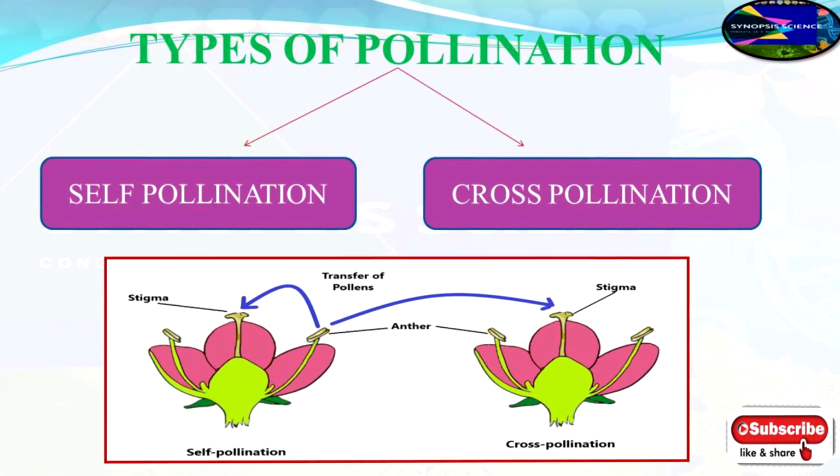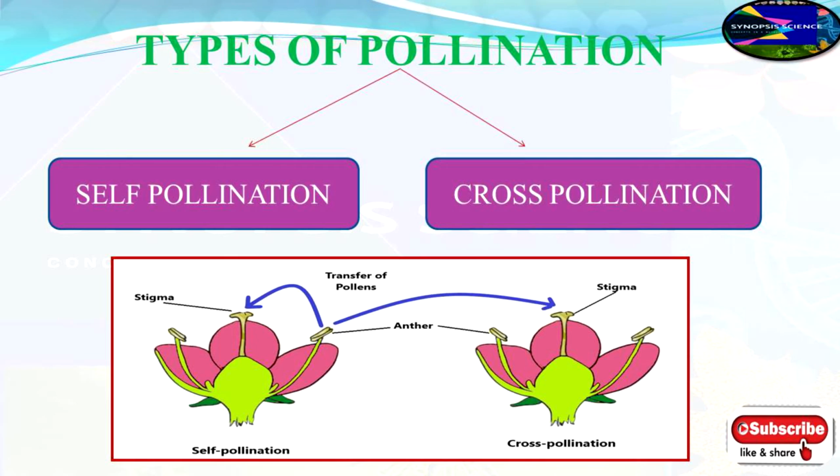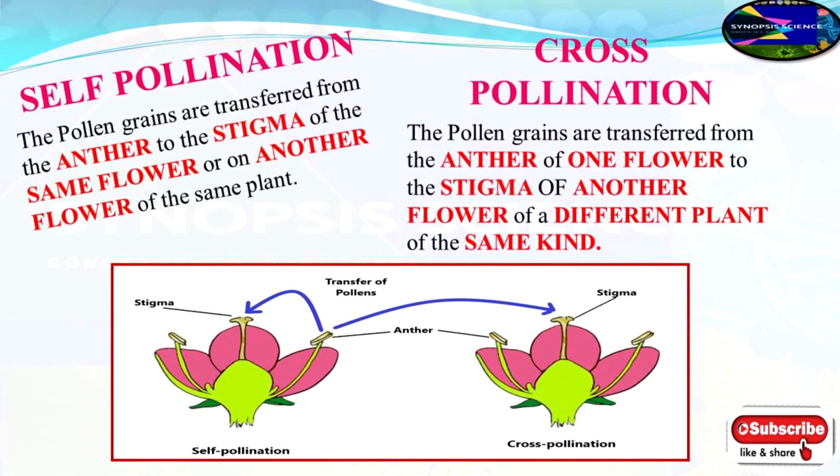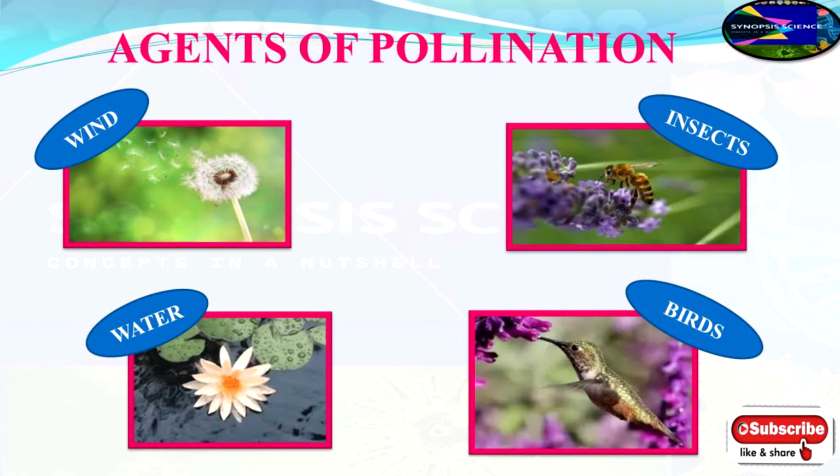This process of pollination occurs in two ways. First one is self-pollination and the second one is cross-pollination. In the first case, that is the self-pollination, transfer of pollen grains takes place within the same flower or another flower on the same plant. But in case of cross-pollination, transfer of pollen grain takes place into another plant of the same kind. Generally friends, pollination always requires some agents to carry pollen grains and release them to the stigma. These agents may be insects, water, wind, birds, etc.